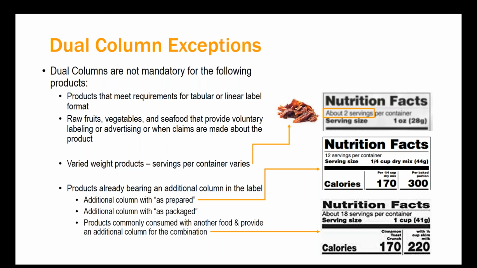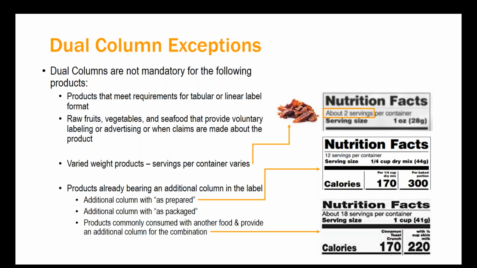A product that's already bearing an additional column on the label does not have to have a dual column, or really in this case, it would be a tri-column. You wouldn't have to include a third column for the entire package nutritional. So anything that's going to have the as prepared or as packaged column added, you go back to our brownie mix earlier, would not have to have a dual column.